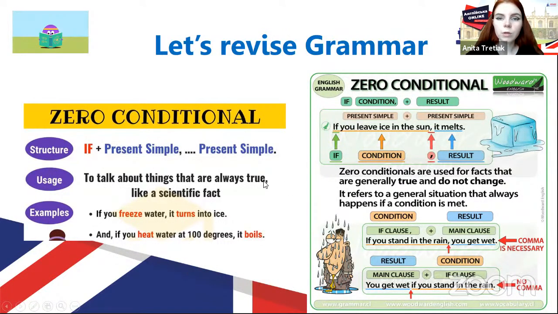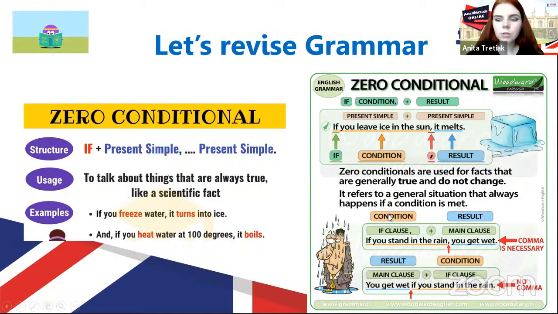And so, just a little bit more information. Zero conditionals are used for facts that are generally true and do not change. And it refers to a general situation that always happens if the condition is met. But you need to remember one more thing about the commas here.